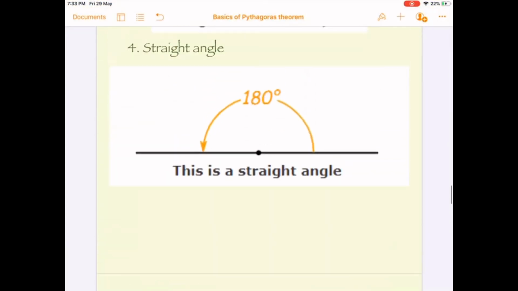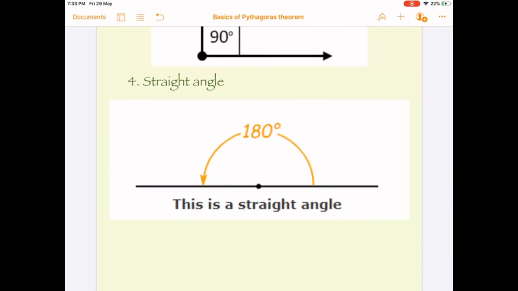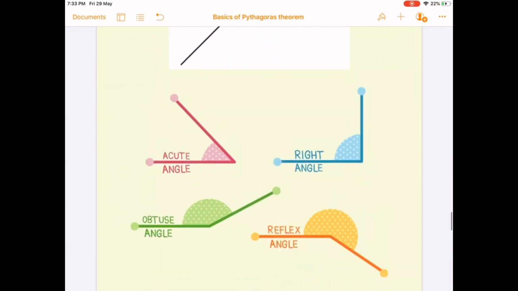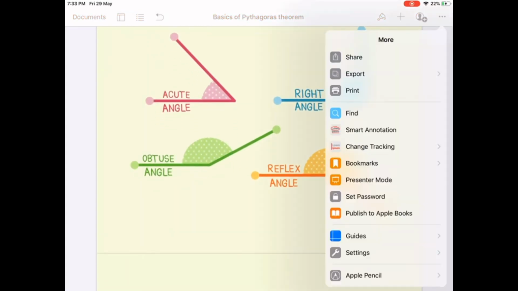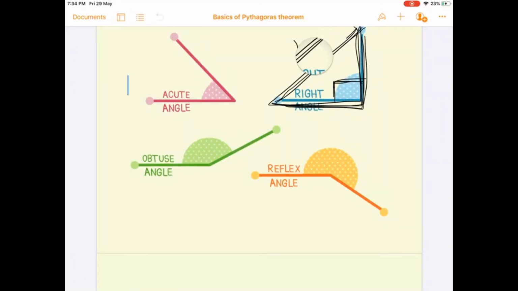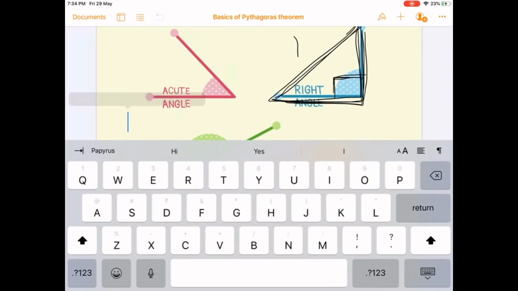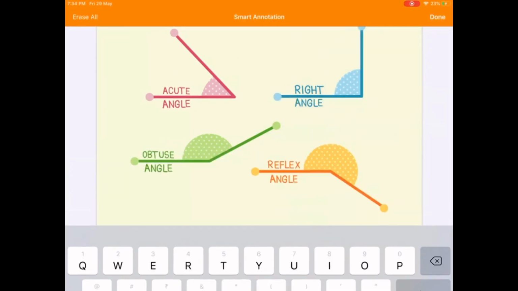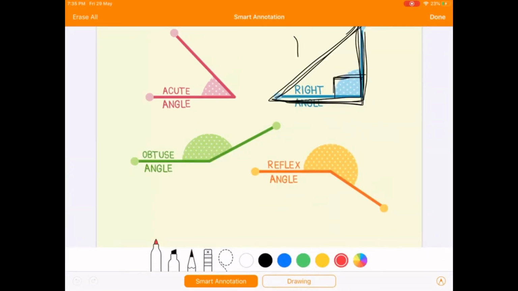Okay, and what is a straight angle? It is 180 degrees itself. Okay, so this was about angles, but what if we join these two lines? This was an angle, right? A right angle, 90 degree angle. If we join this line and this, then it will become a triangle, like this.